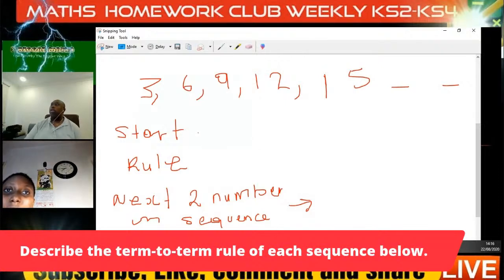Okay, so I want you to tell me the start number, the rule, and I need you to give me the next two numbers in the sequence. So describe the term to term rule for each sequence. That's what we're going to do. So now, here we go. What's my start number here, Denzel? What number do we start with? 3. So our start number is 3.